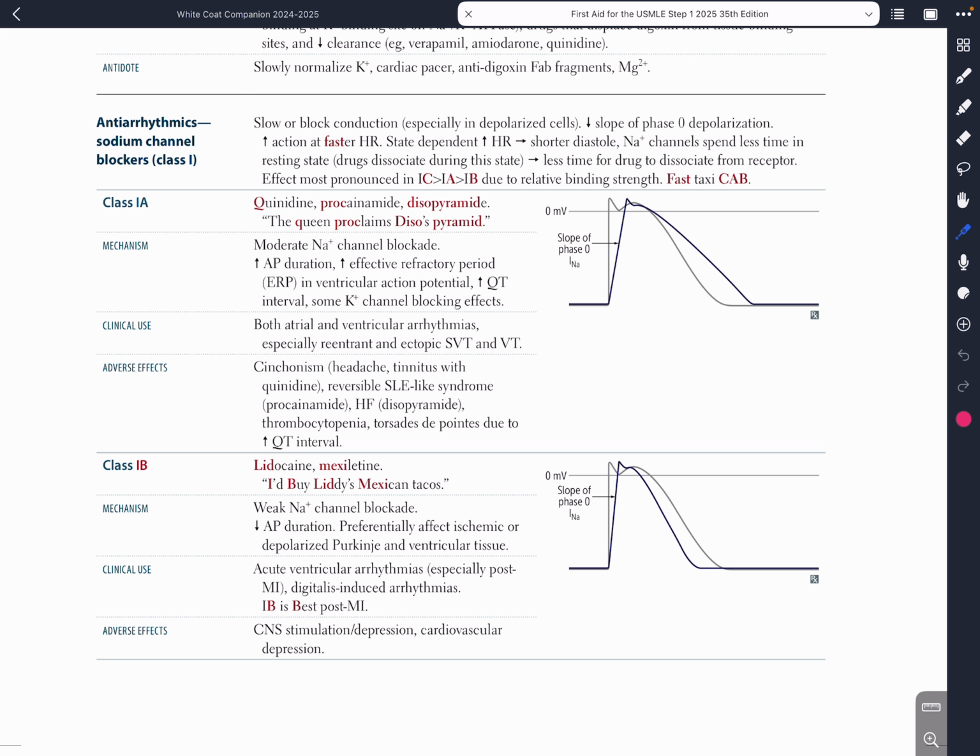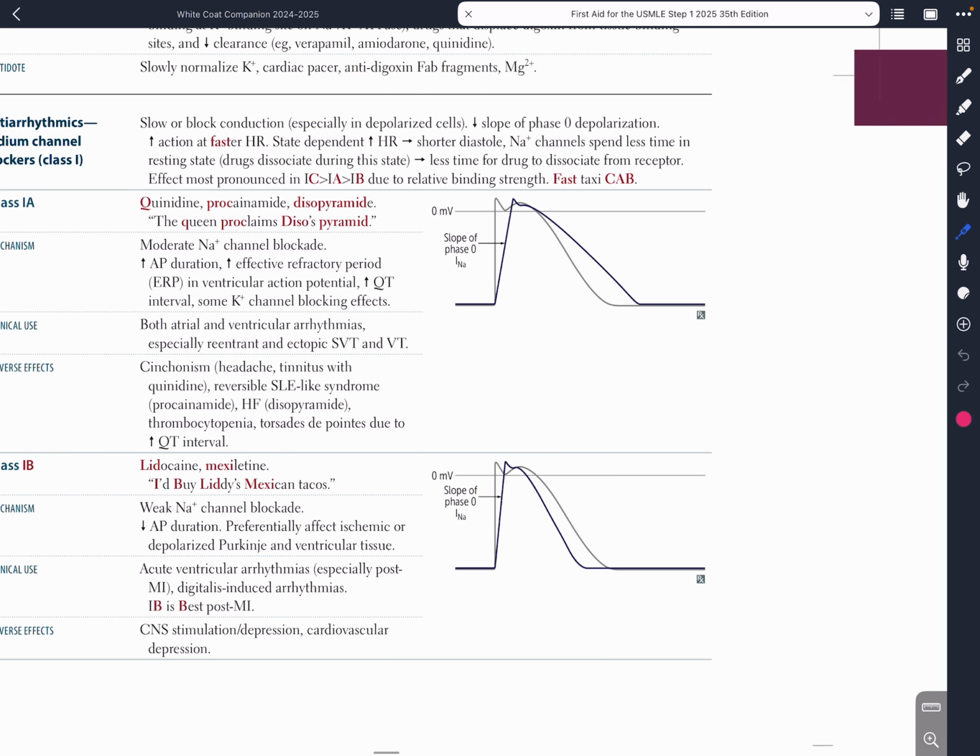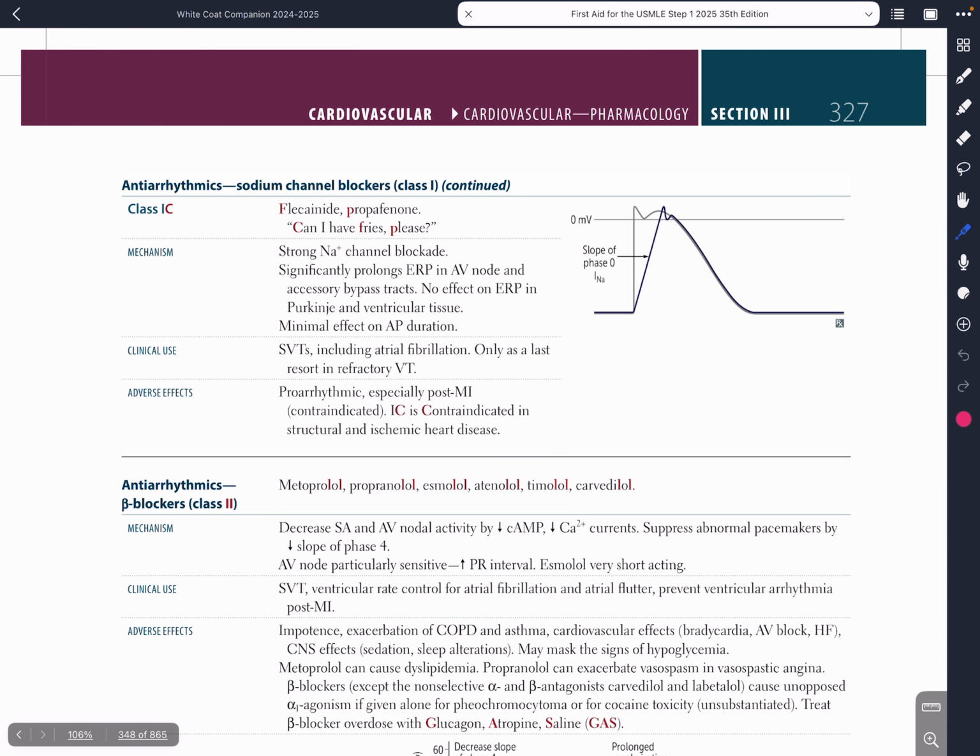Adverse effects of class 1B are CNS stimulation, depression, and cardiovascular depression. Class 1C are flecainide and propafenone.